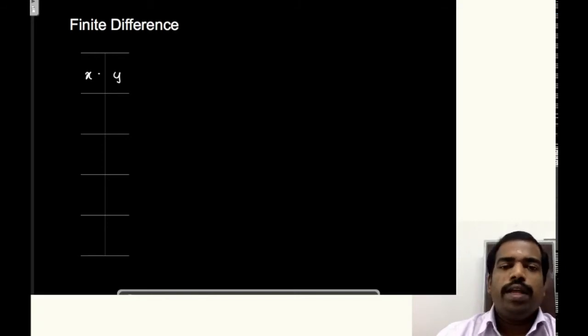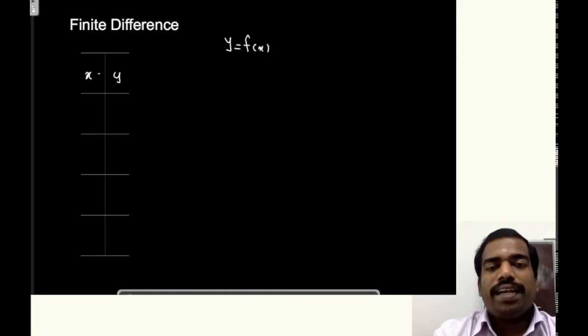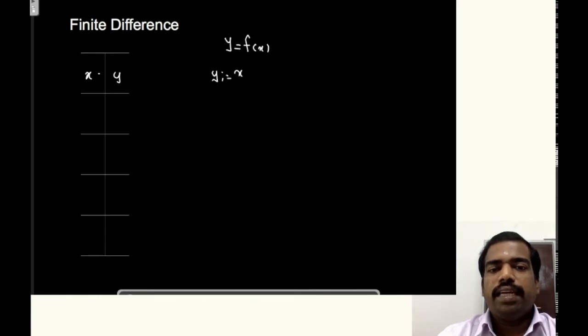Suppose you have a function y equal to f of x. So y equal to f of x be the function, and you can consider a table of values based on this function. Which means you can find the value of yi when x equals xi. It is nothing but yi equal to f of xi. So in this way you can construct a table of values. For each x value you can find a y value.